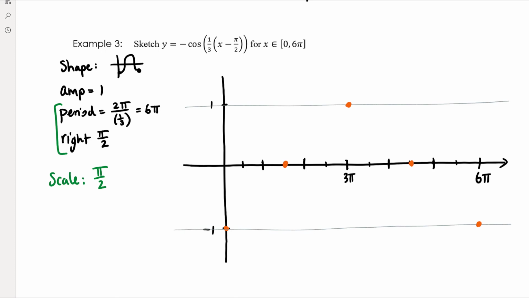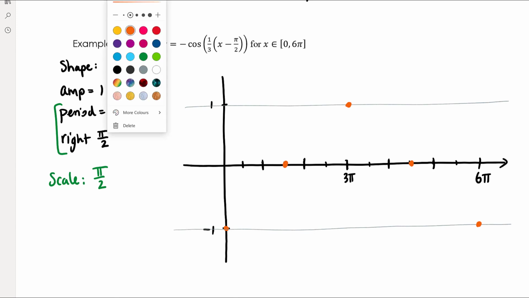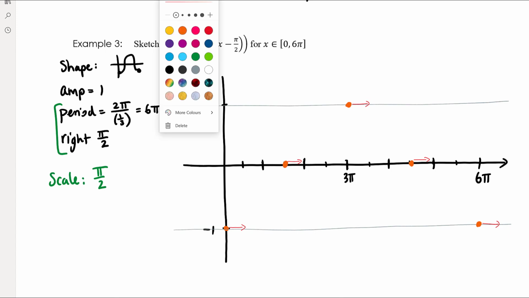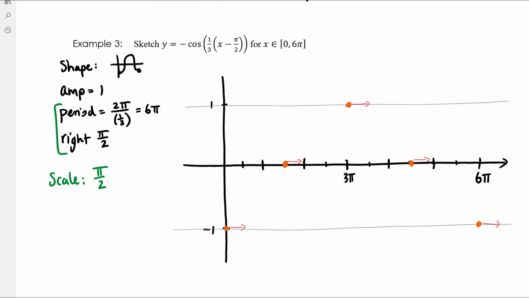Alright, so they would be our 5 points that define the curve without the translation to the right by pi on 2. So what we now want to do is take this graph and move each of these key points to the right by pi on 2, which is just one tick on this scale. And so what we're now going to have is, let me just get another colour.